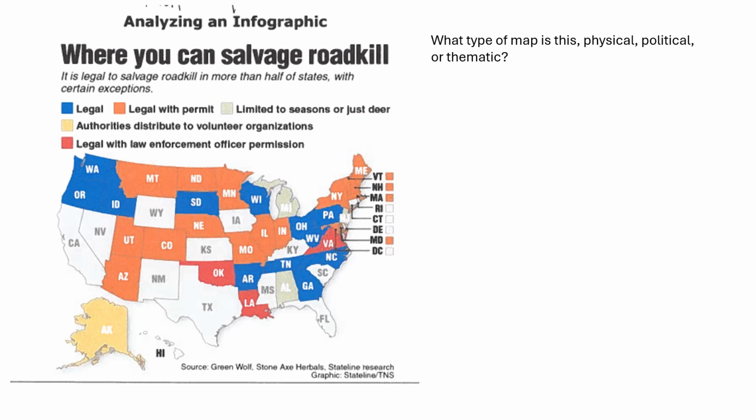Next question. What type of map is this? Is this a physical, a political, or thematic map? This title should help you decide that.